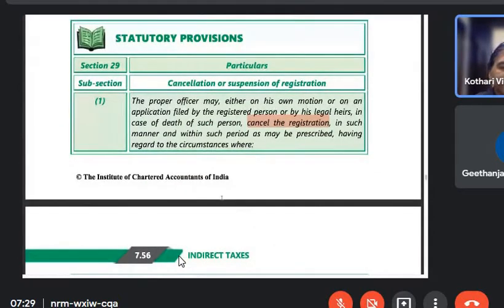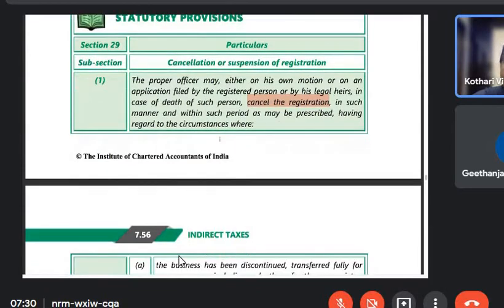So here what is the case? How can a registration be cancelled? Two methods are there for cancellation of registration. One, if the proper officer feels, he may, on his own motion, cancel the GST registration, but subject to certain conditions. Or second, the registered person himself, or his legal heirs in case of death of such person, apply, then the registration can be cancelled. And this should be done within such period.